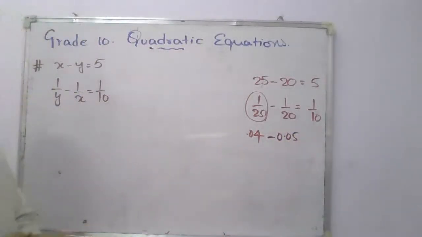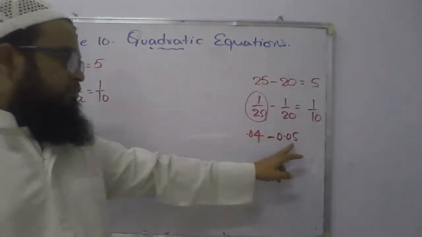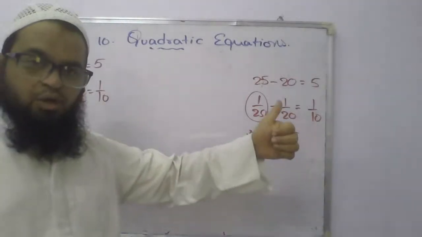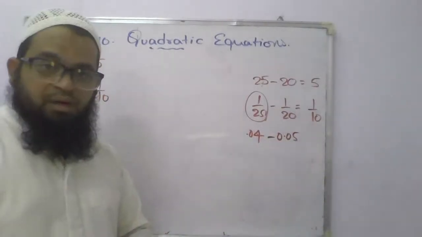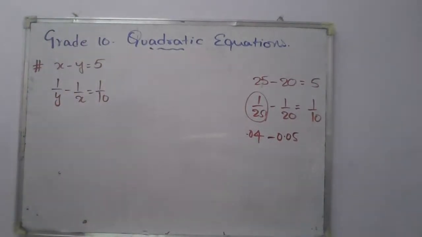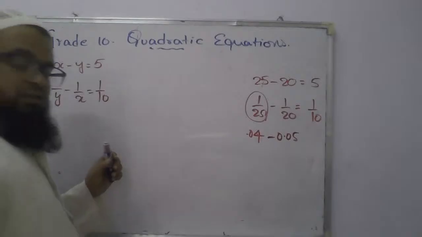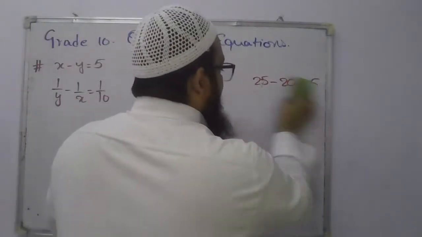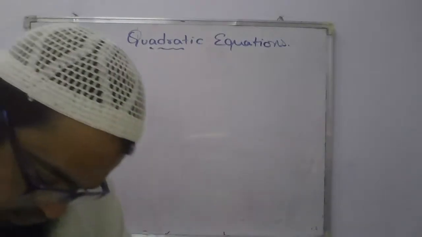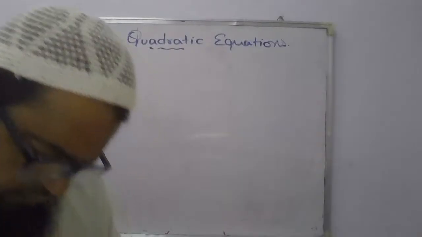So my dear students, can you subtract a bigger number from a smaller number and get a positive number? No, you will not get a positive number, right? So you will get a negative number. Therefore, the bigger number should come first. So that is the reason I have written 1 by y first and 1 by x later. So 1 by y minus 1 by x is equal to 1 by 10, and find the numbers.